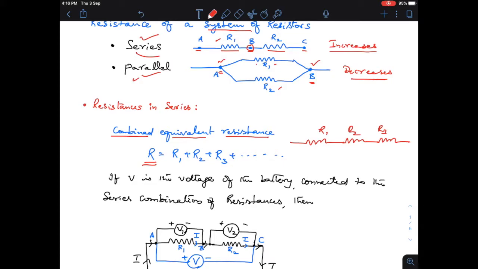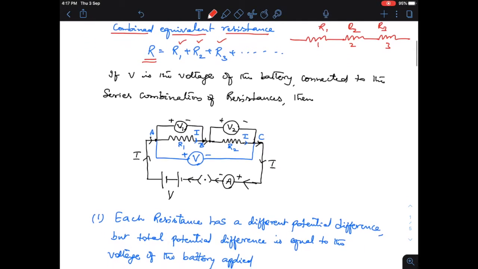That is, the combined resistance of any number of resistances connected in series is equal to the sum of the individual resistances. Sum of the individual means R1 is the individual, R2 is individual, R3 is individual. These are the resistances of these three resistors.